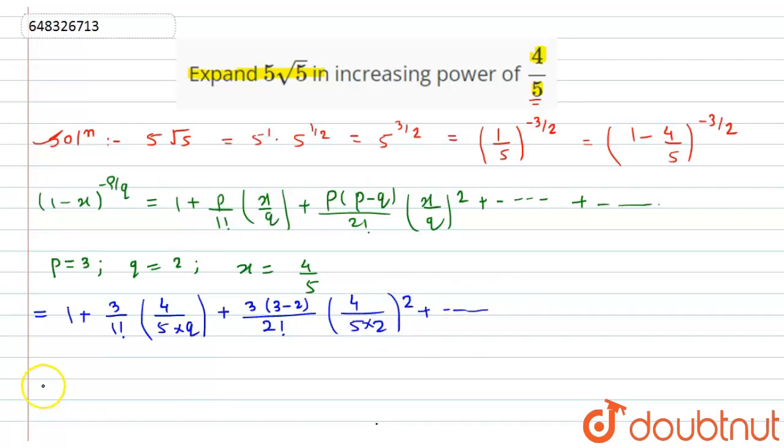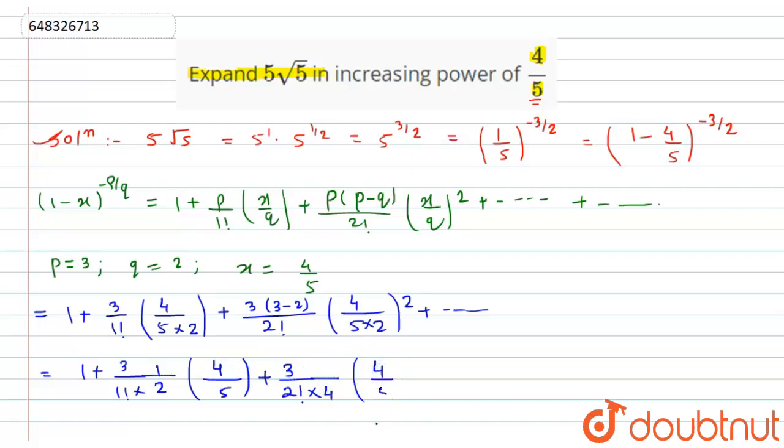Now, further simplifying, this will become 1 plus 3/1! times, taking the value of q, which is 2, out as a constant, 1/2 in bracket, 4/5, plus here also it will be 3, where 3 minus 1 will become 1, 3 minus 2 will become 1, divided by 2!, as it is, and 2 squared is 4, taken out as a constant, in the bracket it will remain (4/5) squared, plus up to dot dash.